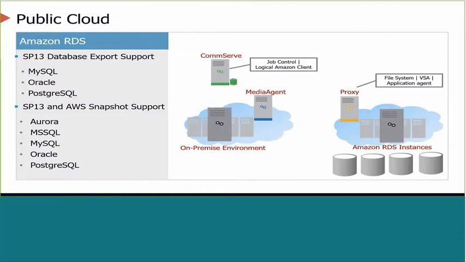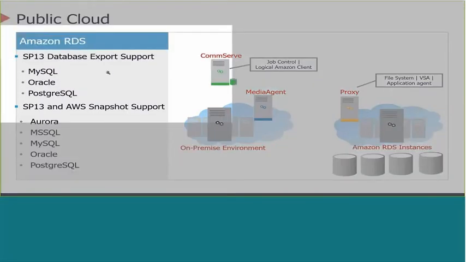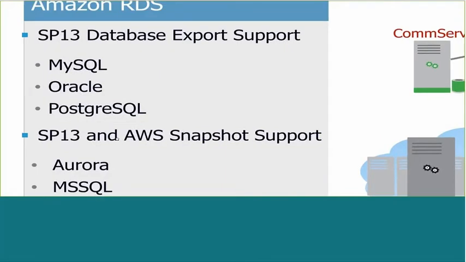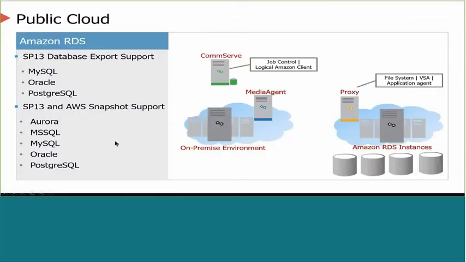All right, so a couple other items, public cloud related, is the Amazon Relational Database Services. So these are services from AWS. So basically, you can host database instances inside of Amazon. They have a wide variety of database platform support, and these are the ones that we can also integrate in and support in terms of data protection in Service Pack 13. So ranging from SQL to Oracle and a few others, it depends on the type of data protection that you want to do.